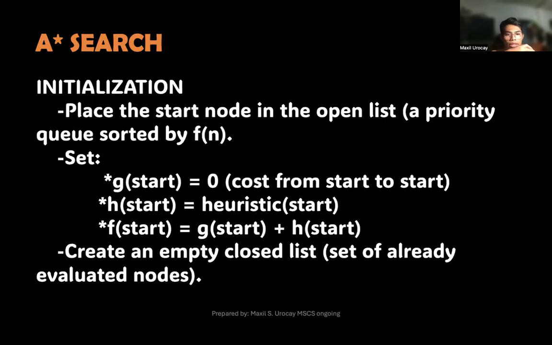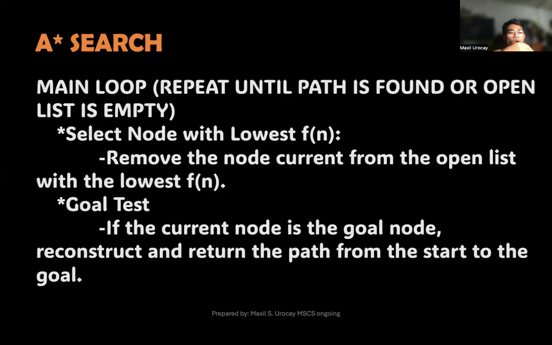When we say initialization, this is where you place the start node in the open list, a priority queue sorted by f of n. So this is the initial state in your graph or in your tree. Then g of start is equal to zero, the cost from start to start. h of start is the heuristic of start, and f of start is equal to g of start plus h of start. That is how you will deal with this. Create an empty closed list, the set of already evaluated nodes. This is how it works in initialization.